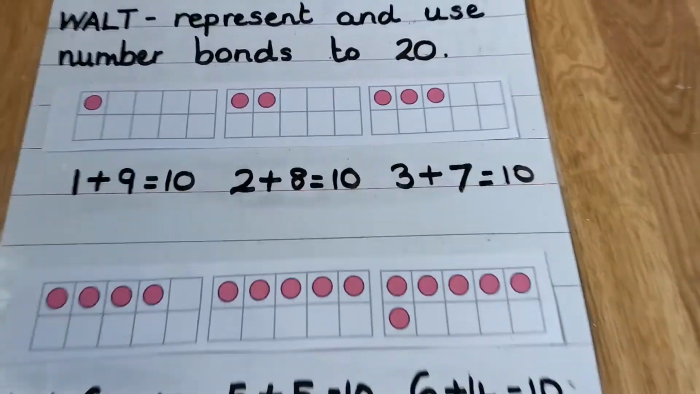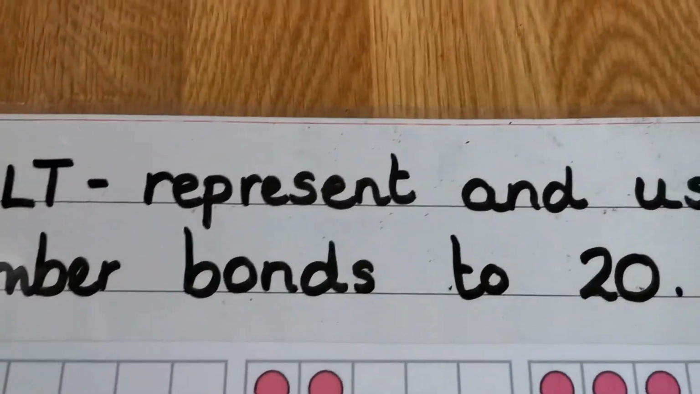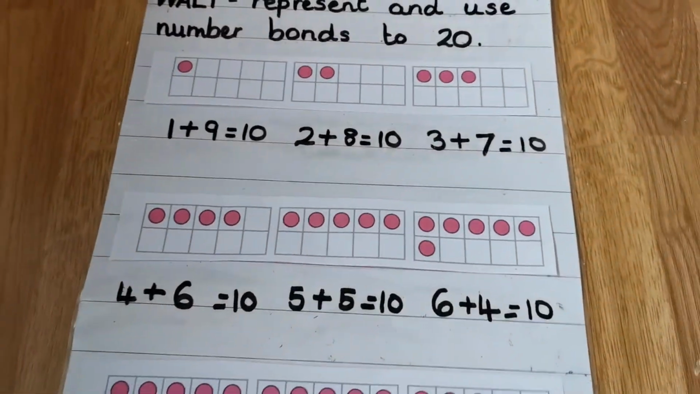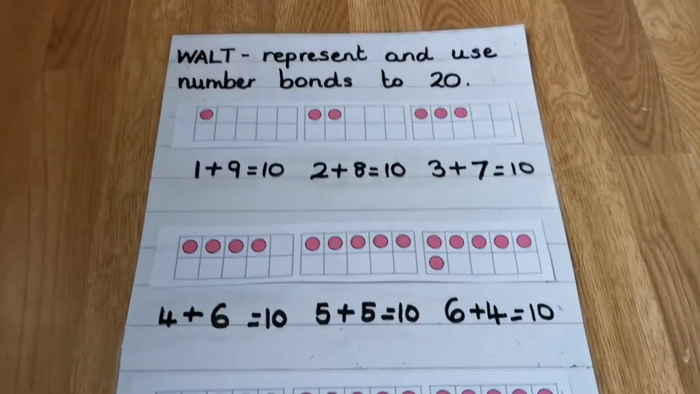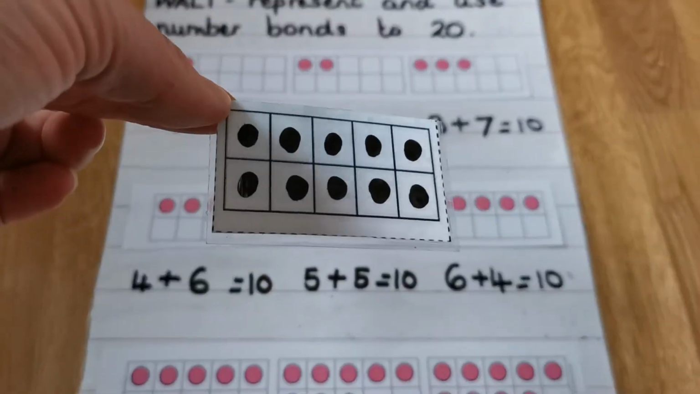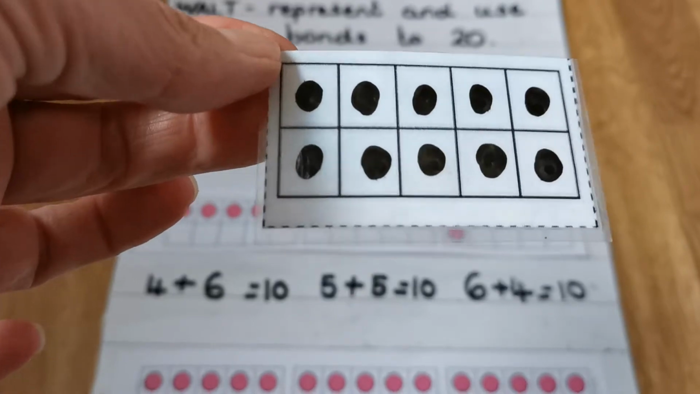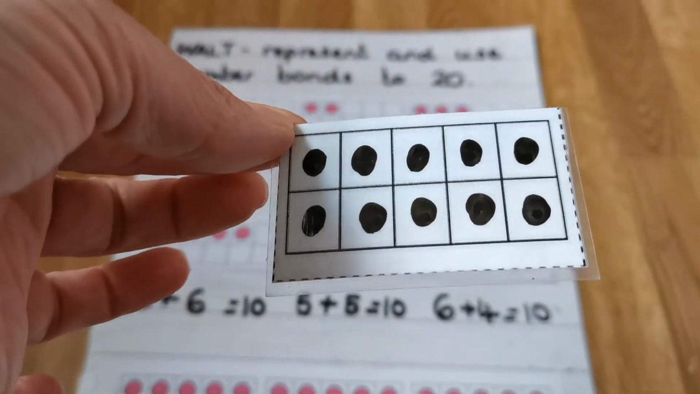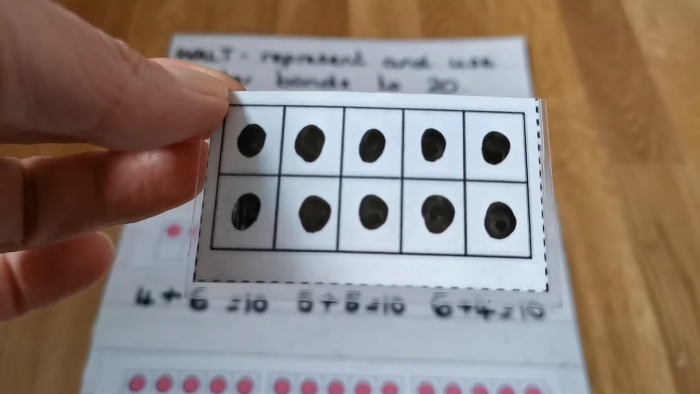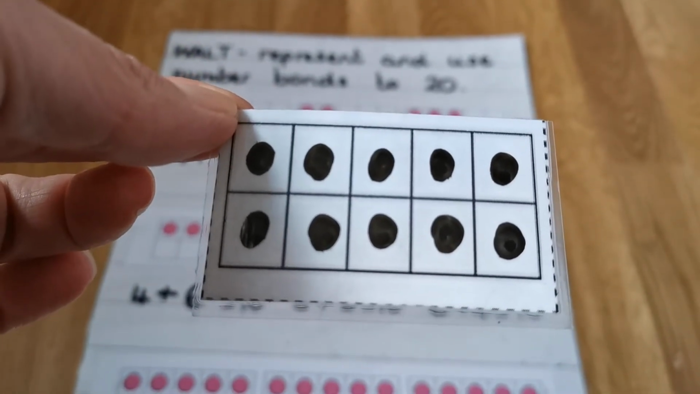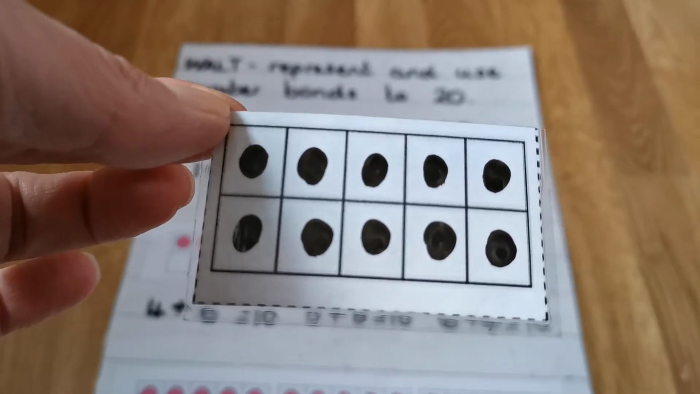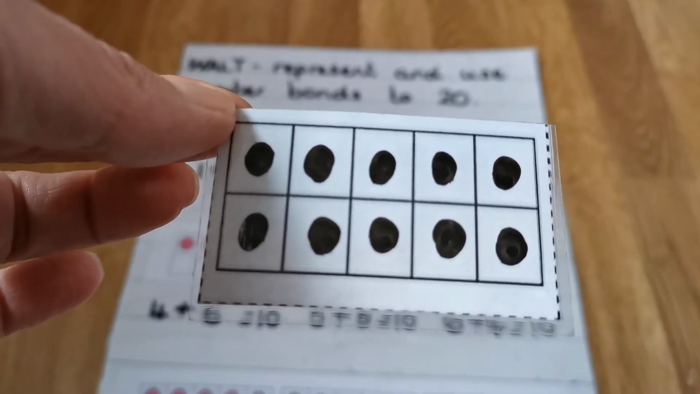Today, remember, we're using number bonds to 20. So I'm going to show you how to do that really easily and quickly using a full tens frame. This is a tens frame with all 10 squares coloured in. So that means I've got 10 there. I don't need to count them because it's a tens frame. I've got 10 coloured in squares.